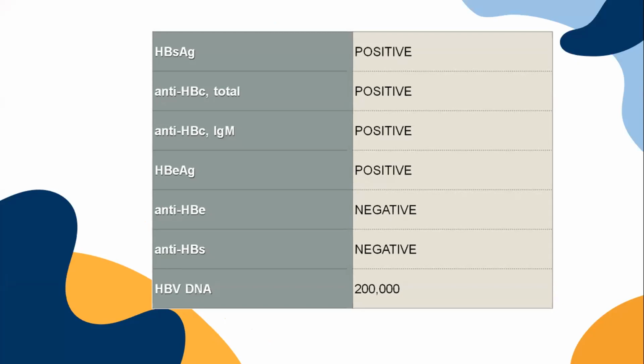The hepatitis B surface antigen is positive. This tells us that the person is infected, since this detects the presence of hepatitis B virus in the blood. The anti-HBC total is positive, which indicates that there has been a previous or ongoing infection of the hepatitis B virus. And then the anti-HBC immunoglobulin is also positive.